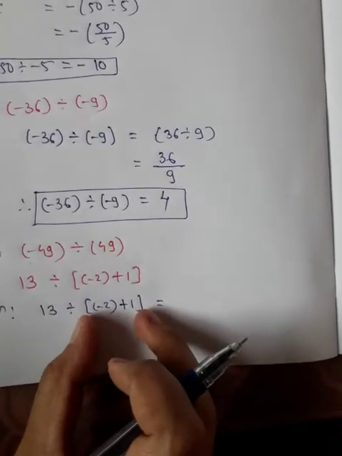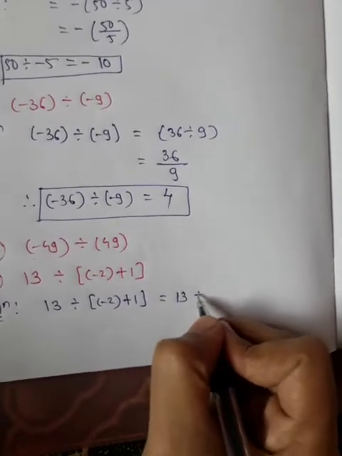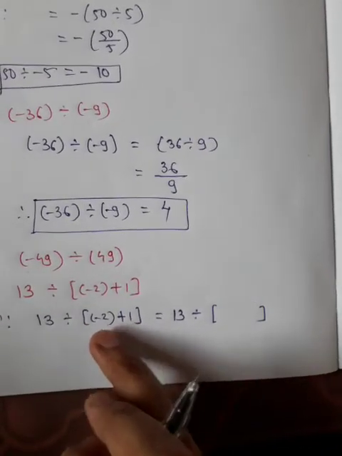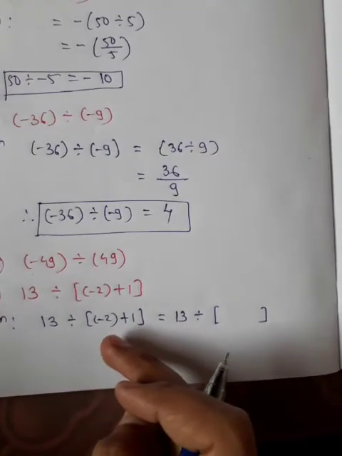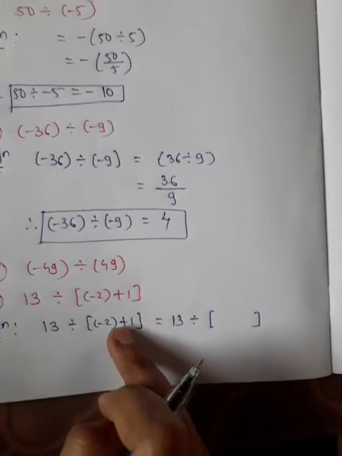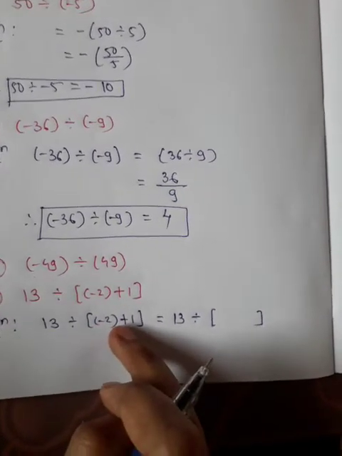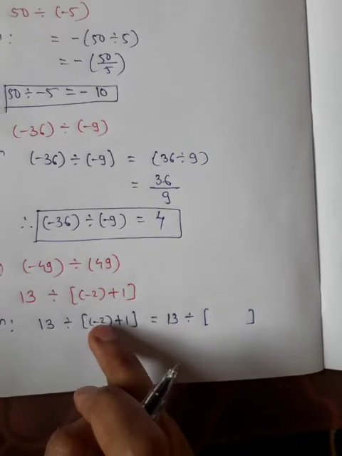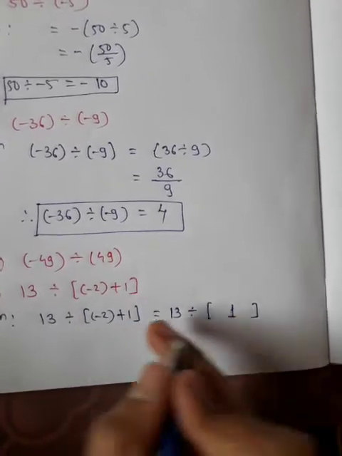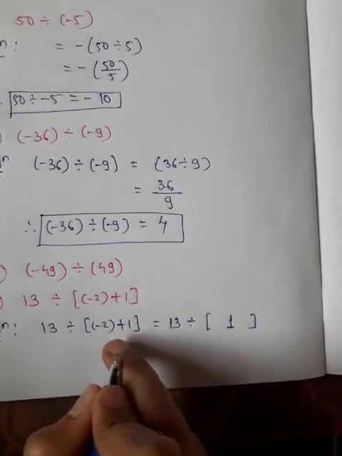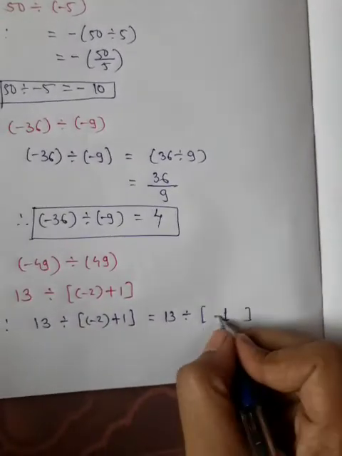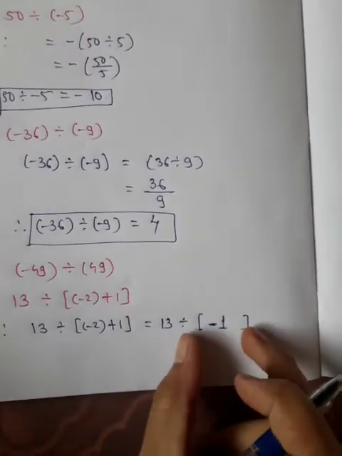First we solve this bracket. So write 13 as it is, divided by the bracket. What is in the bracket? We are given minus 2 plus 1. We know the addition and subtraction of integers, you have learned it. Here 2 has a negative sign and 1 has a plus sign. If the integers have different signs, we subtract them. The subtraction of 2 and 1 is 1, and then we give the sign of the bigger number. The bigger number is 2 and the sign of 2 is minus, therefore minus 2 plus 1 gives you minus 1.